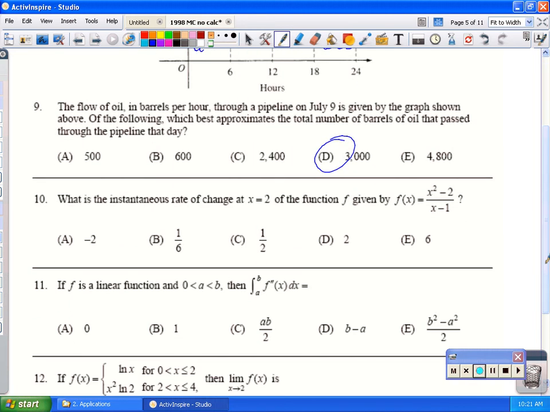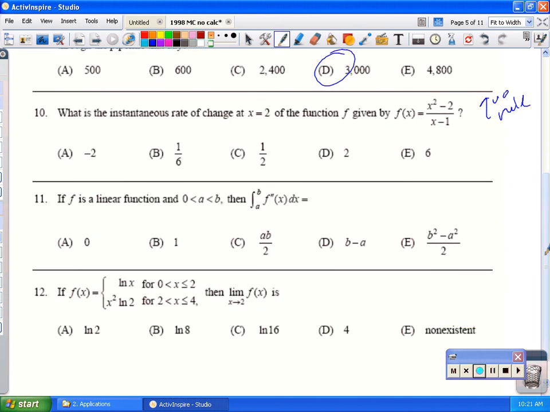Number 10, they're asking me for the instantaneous rate of change at 2, so I'm going to use the quotient rule, down to up minus up to down. I'm going to substitute in the value of 2 and I'm going to select my answer. Number 11 says I have a linear function. Children had trouble with this problem. I suggest to the children, if they say you have a linear function, why don't you make up a linear function? That seems reasonable to me. So I'm going to make up a linear function, and I'm going to call my linear function, I don't know, 5x minus 5.